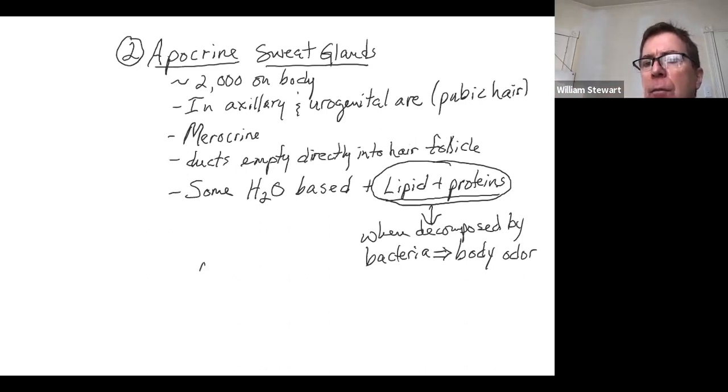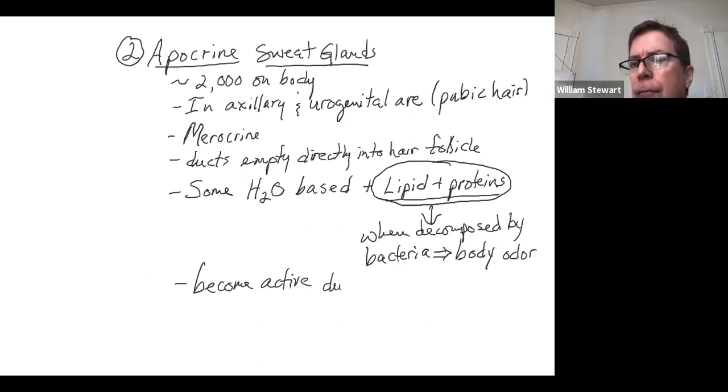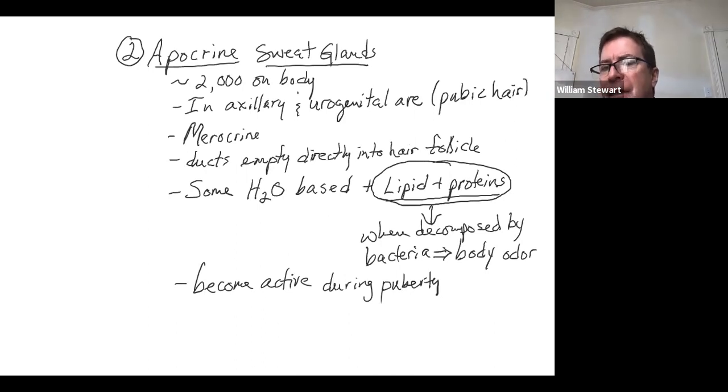These glands, apocrine glands, become active during puberty, which makes sense because that's when we grow our pubic hair. Oops, misspelling. And that's caused by an androgen release. Androgens are steroid-based hormones. The most common one is testosterone. I'm going to put, just think androgen is a hormone.